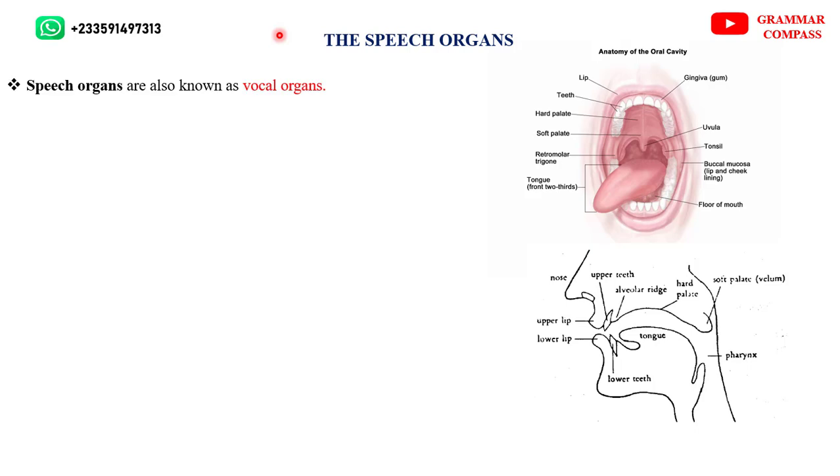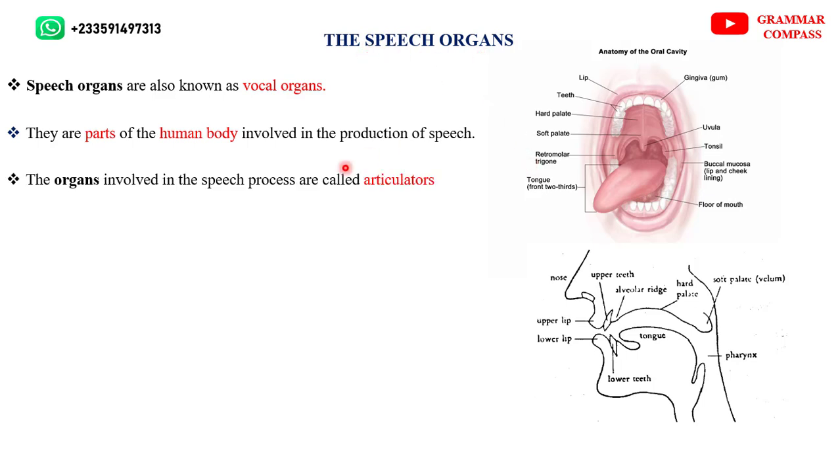What are speech organs? They are also called vocal organs, and they are the parts of the human body involved in the production of speech. So which part of your body do you use to talk? Do you use your leg? No. So obviously, we are talking about these parts of the human body. They are the ones that are involved in the production of speech. That's why we call them speech organs.